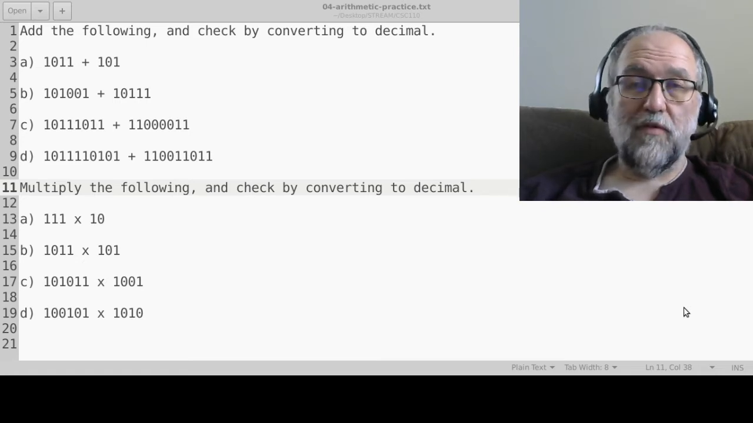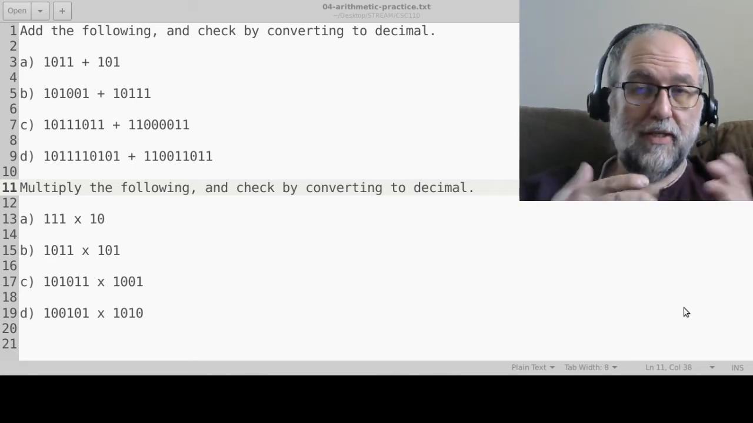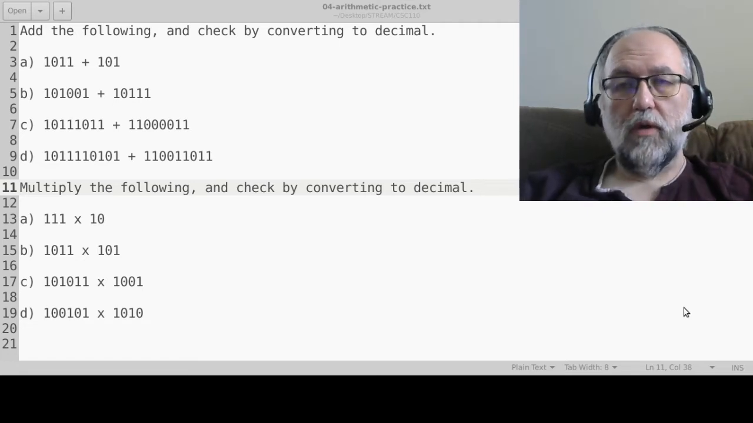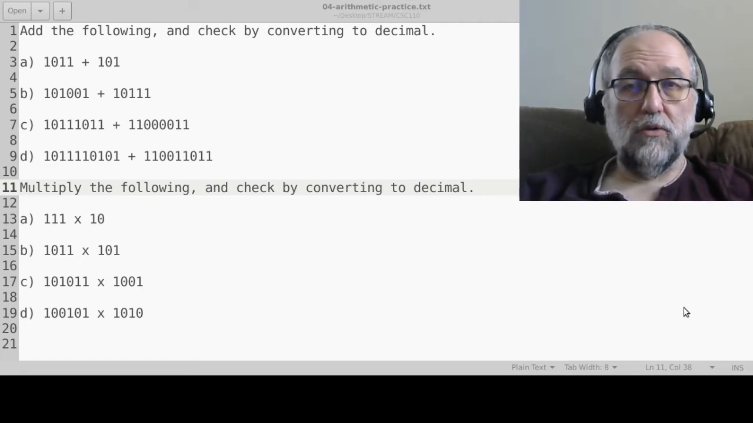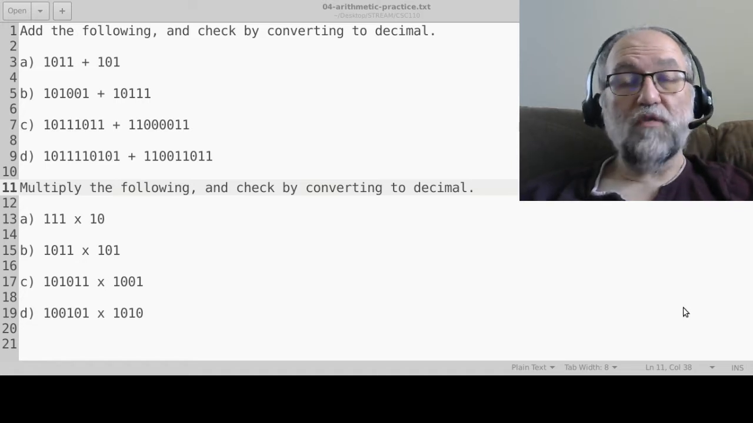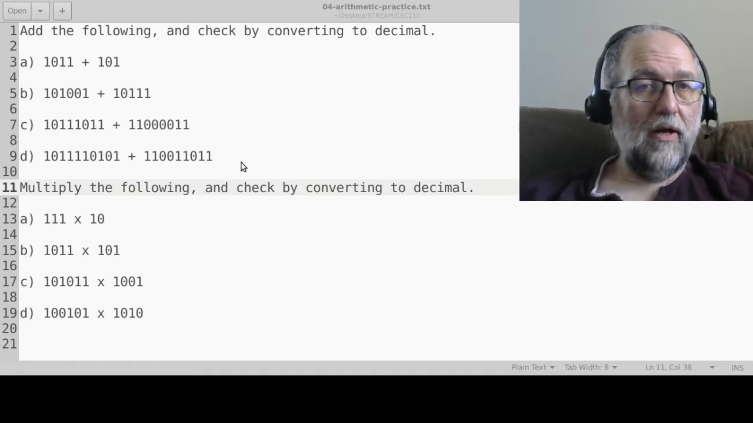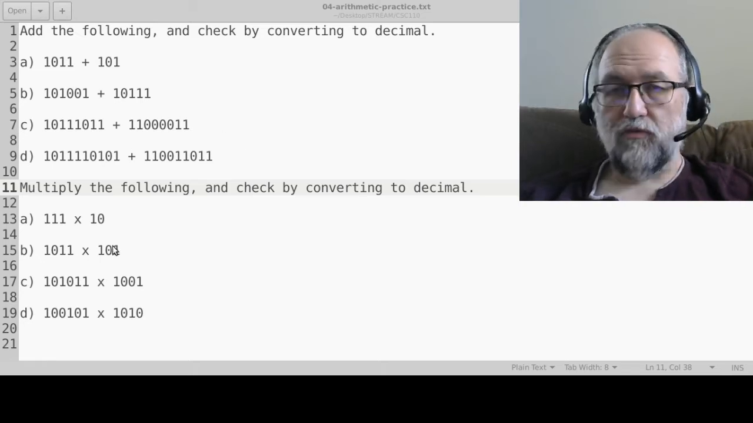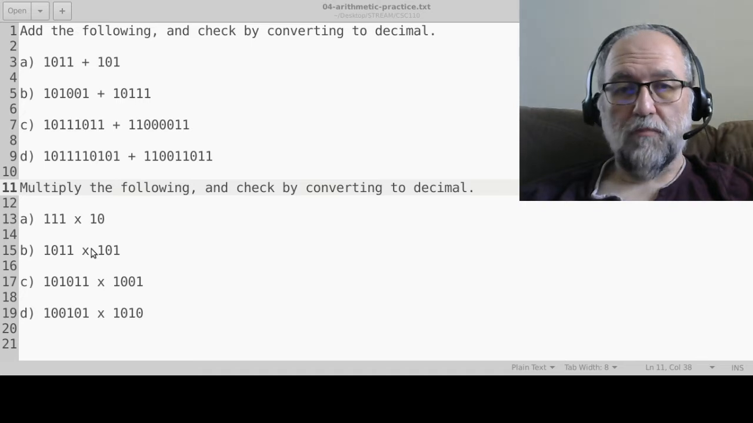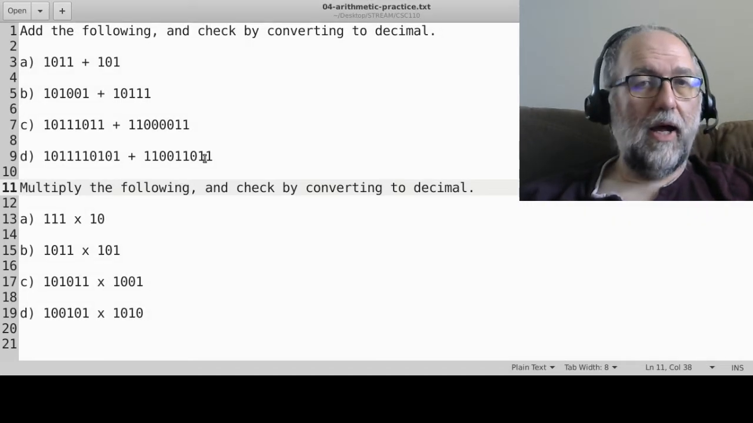If you recall from our lecture on binary arithmetic, I did all four arithmetic operations: addition, multiplication, subtraction, and division, but you are only responsible for knowing how to do addition and multiplication on the assignment and on the test. If you want to practice a little bit of that, I've got some questions here, four for addition and four for multiplication. All right, so let's just start.